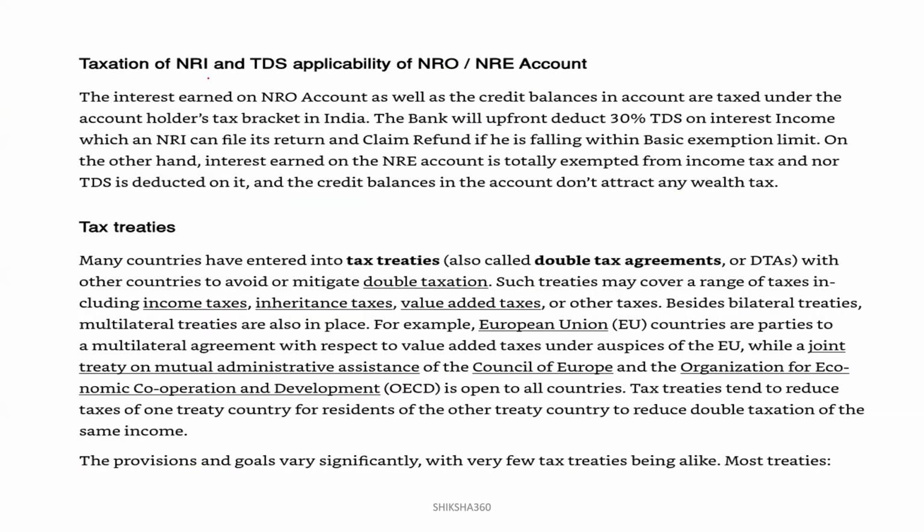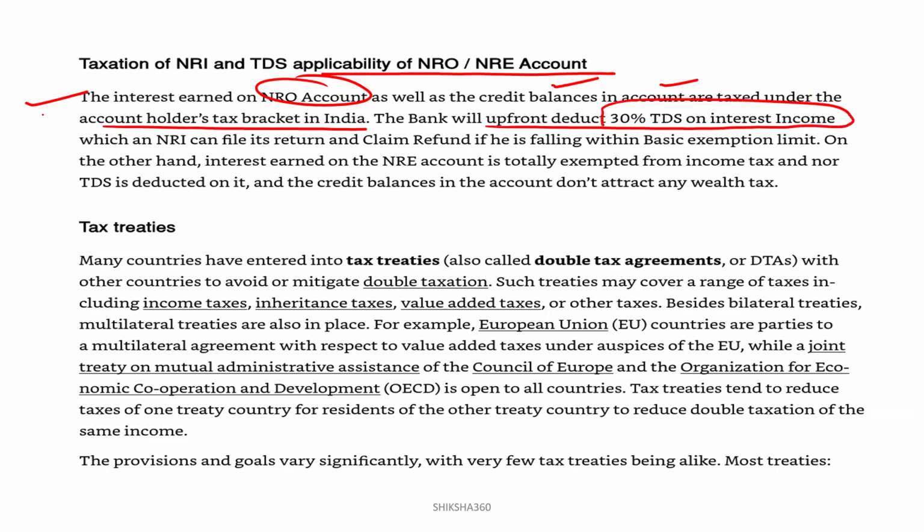So, taxation of NRI and TDS applicability on NRO and NRE accounts. The interest earned on an NRO account, as well as the credit balance in the account, are taxed under the account holder's tax bracket in India. The bank will upfront deduct 30% TDS on interest income, and the NRI can file a return and claim a refund if he falls within the basic exemption limit.